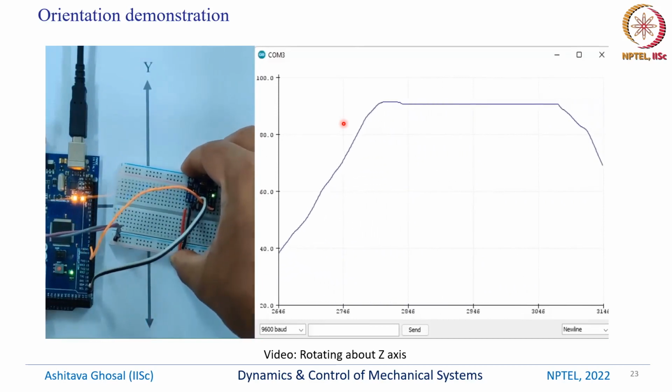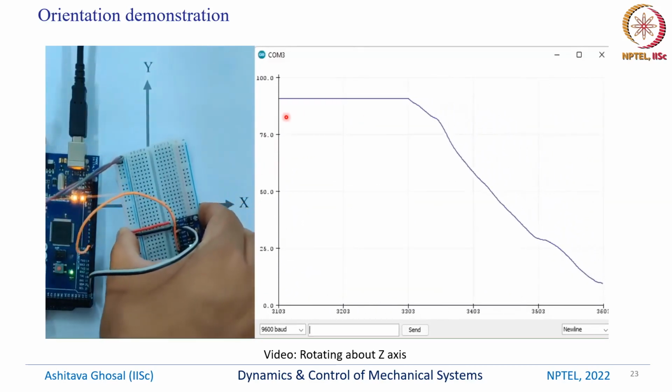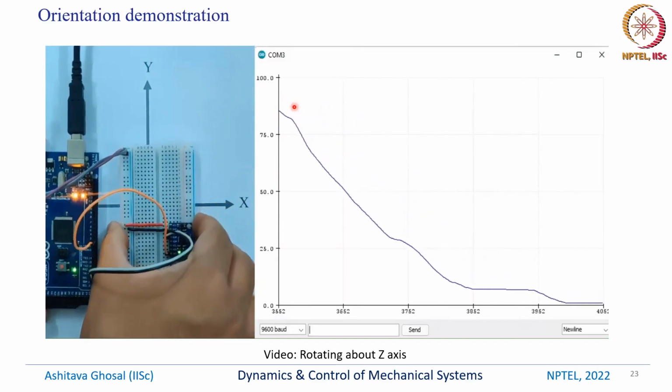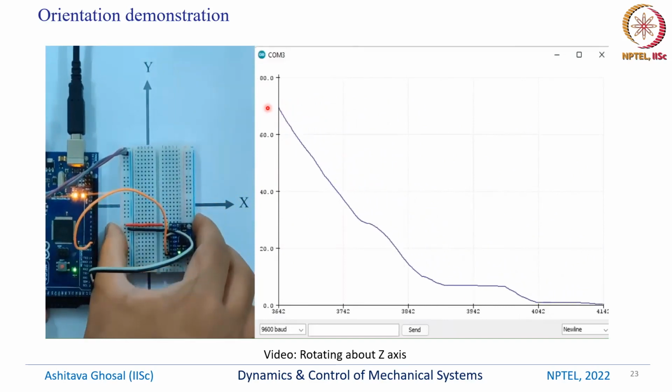Okay, so as you can see, it rotated by some amount, and then it came back about 90 degrees, and then it went to 90 degrees and it came to 0. So we can show all these angles and rotations by this simple microcontroller, Arduino board and this device.